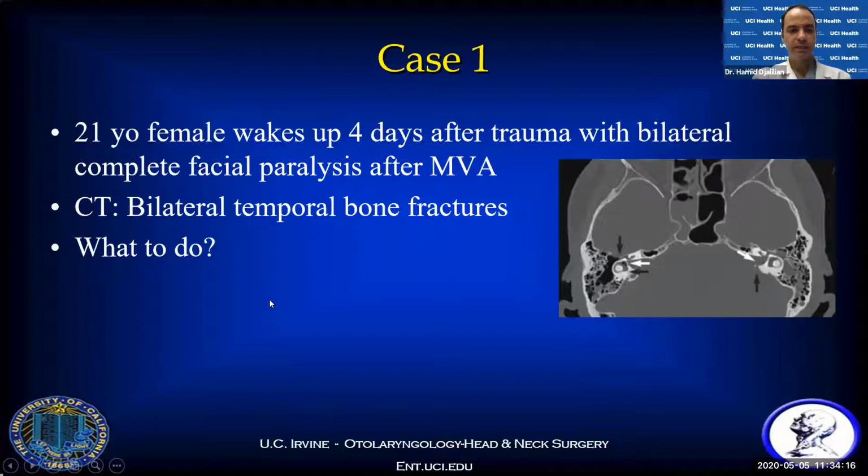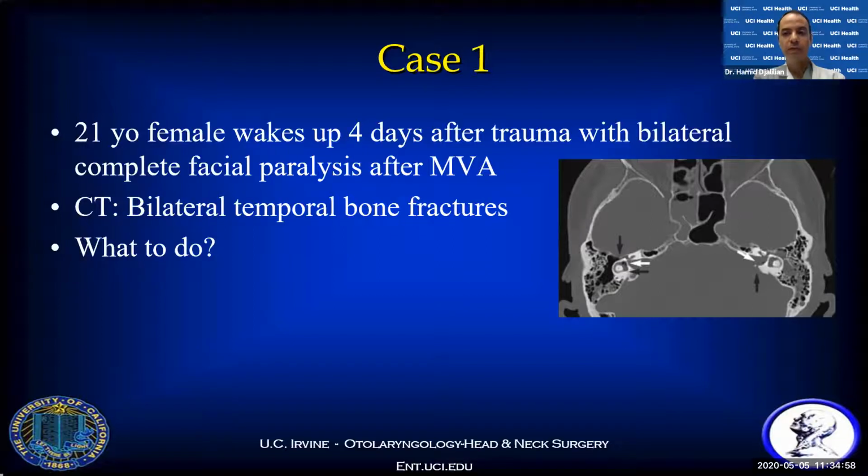So let's talk about a couple of cases. The first is a 21-year-old female who was involved in a car accident, and she came in with bilateral facial paralysis. She was basically in the ICU, and she woke up. Of course, bilateral temporal bone fracture requires a pretty significant head trauma, and usually you're knocked out. So oftentimes the patient wakes up and then they have paralysis, and they're like, okay, now what do we do?